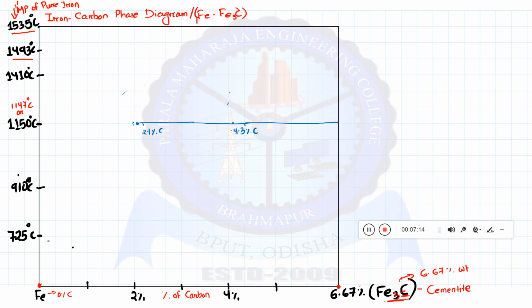And another invariant reaction will happen at 725 degrees Celsius, so there will be another horizontal line we can draw at 725 degrees Celsius. Now, starting with invariant reaction number 1, the peritectic reaction, which happens at 1493 degrees Celsius, it extends from 0.1 percentage of carbon to 0.5 percentage of carbon.